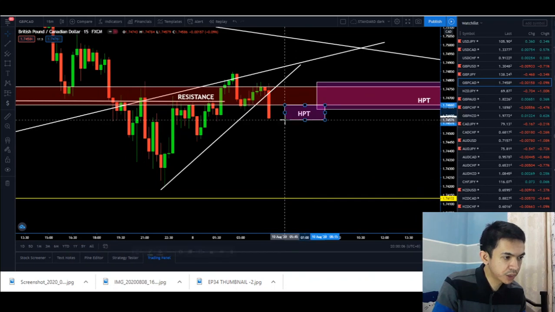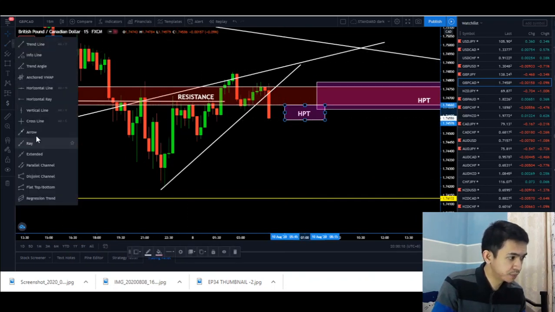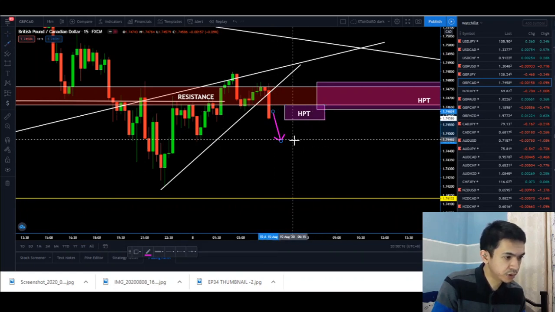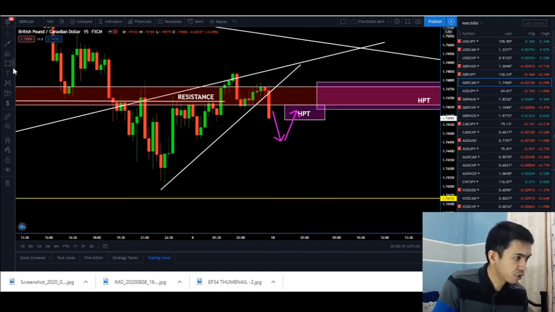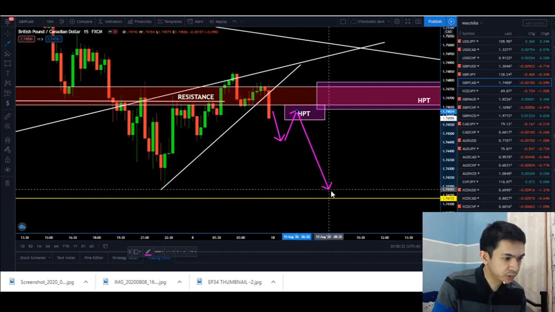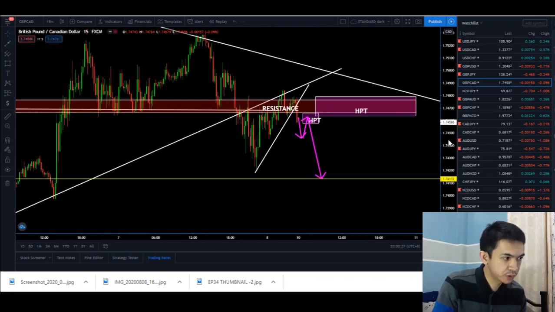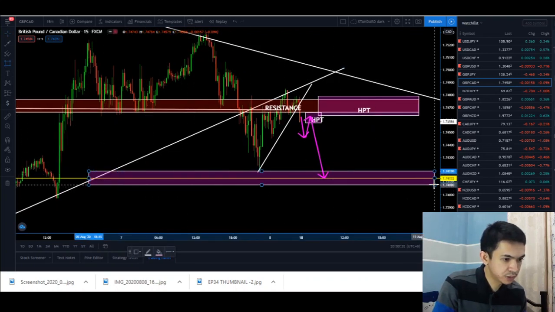So I will wait for the price to react to this. Possibly the price would go here and react to my HPT area or zone, for what? For a move down to the next key significant level of support on an H1. Let's say here is an H1.